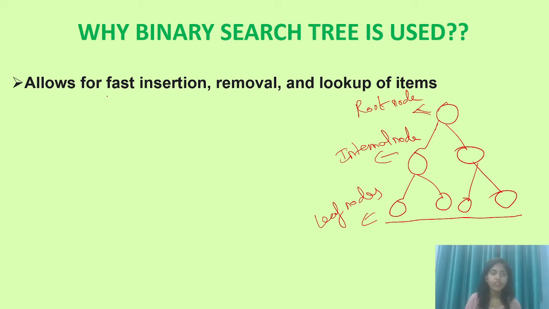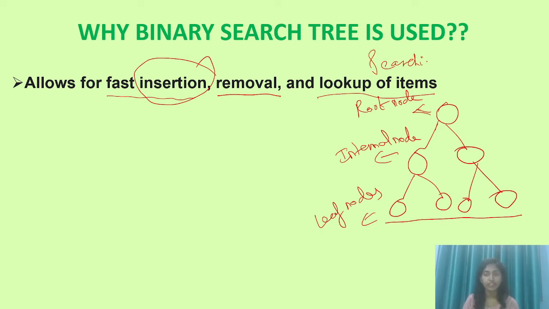So it allows fast insertion. It is always easy to insert elements in the binary search tree as compared to other data structures. Removal of elements is also very easy. You can easily delete an element from the binary search tree, and lookup of an item, that is accessing the element or searching for the element, is also easy in the binary search tree. So that's why this data structure is used.